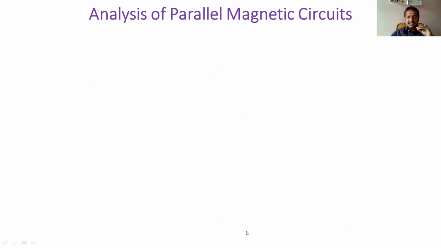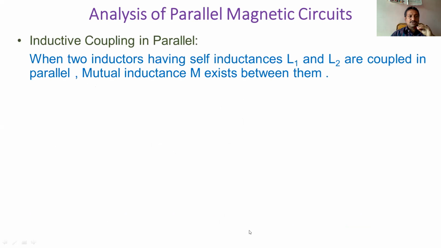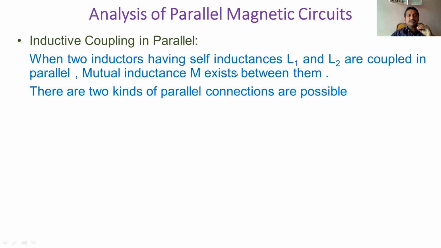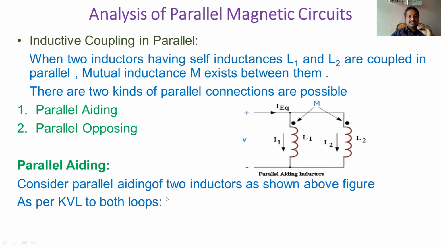Next, we continue with analysis of parallel magnetic circuits. So here also, inductive coupling. When two inductors having self-inductances L1 and L2 are coupled in parallel, mutual inductance M exists between them. There are two kinds of parallel connections. Similarly, we will see parallel aiding and parallel opposing. First, we see the parallel aiding.